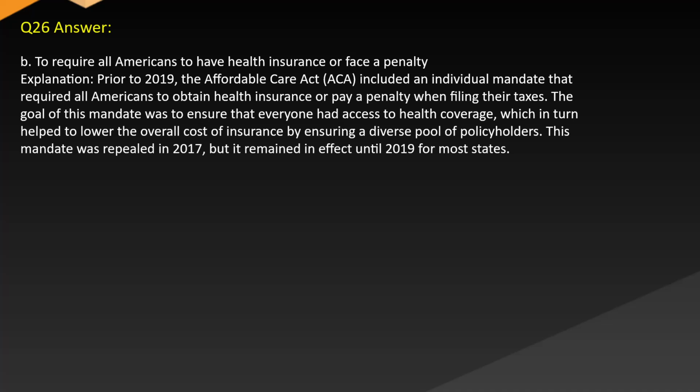Answer: B. To require all Americans to have health insurance or face a penalty. Explanation: Prior to 2019, the Affordable Care Act (ACA) included an individual mandate that required all Americans to obtain health insurance or pay a penalty when filing their taxes. The goal of this mandate was to ensure that everyone had access to health coverage, which in turn helped to lower the overall cost of insurance by ensuring a diverse pool of policyholders. This mandate was repealed in 2017, but it remained in effect until 2019 for most states.